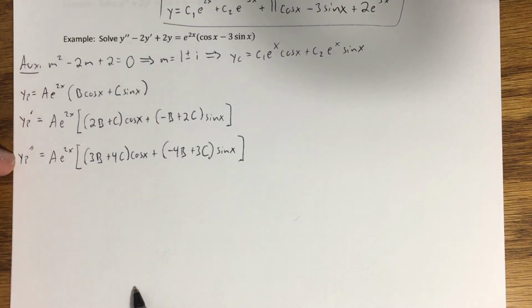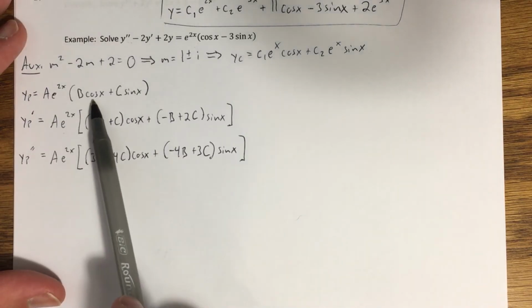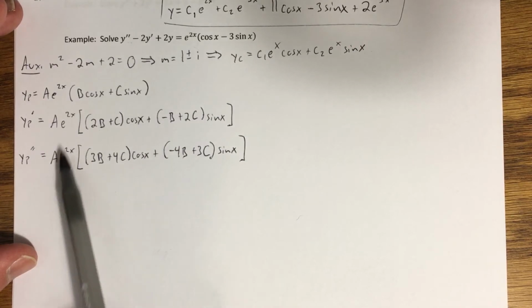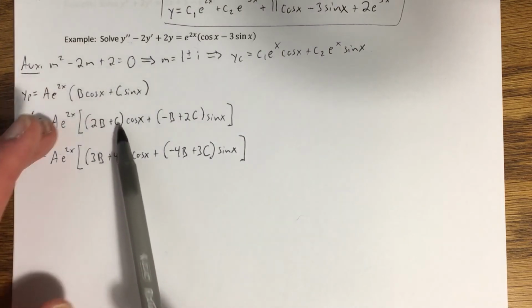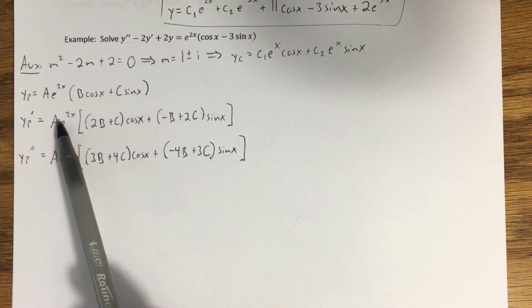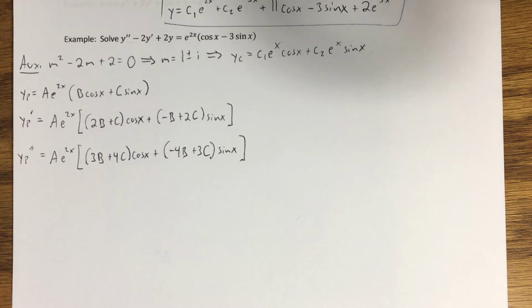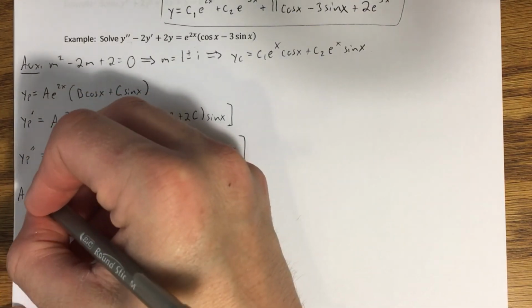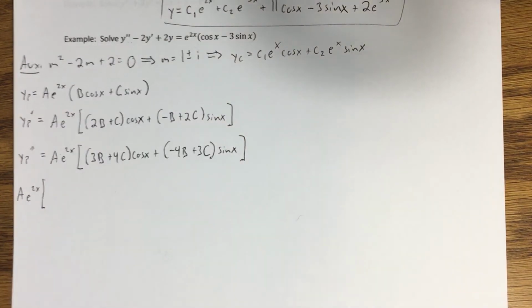All of these functions here, yp, yp prime, and yp double prime, look like a linear combination of cosines and sines times the exact same factor out here, a e to the 2x. If I plug all three of these into this DE, then each of these terms will have that same factor, a e to the 2x, which I can then just factor out completely. So I'm going to do that ahead of time to save on a little bit of space. a e to the 2x. It's going to be pulled all the way out. Now let's look at what we have left.